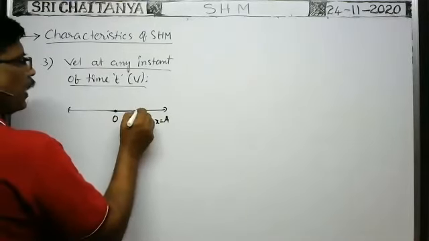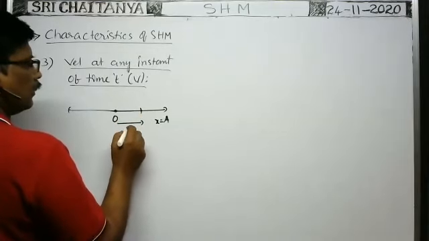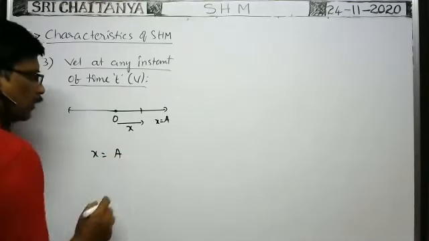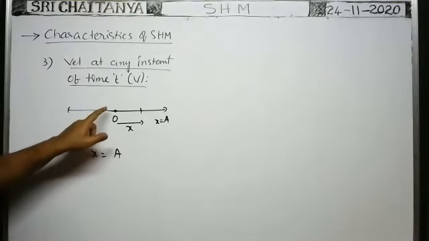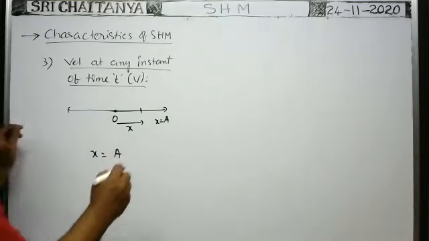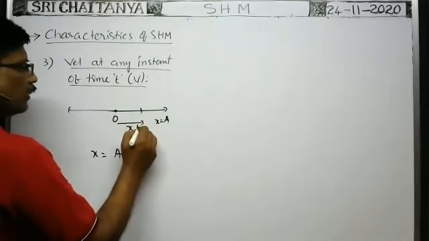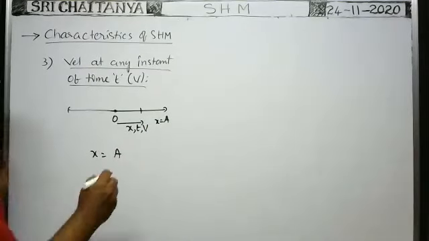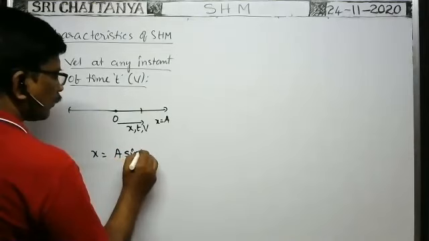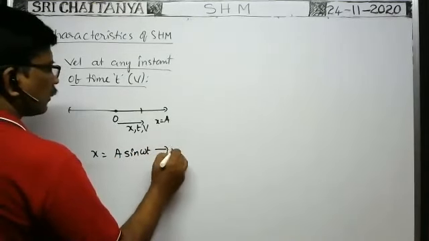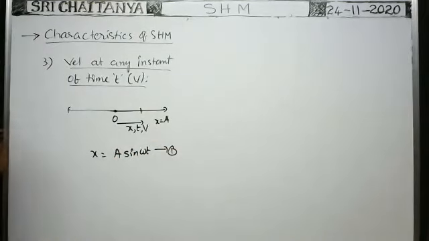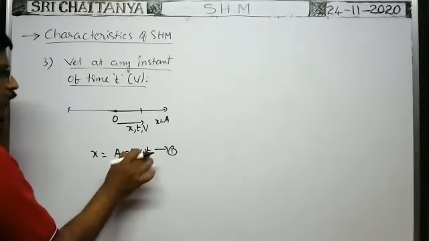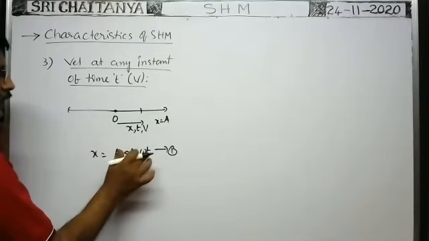After t seconds, whenever the particle reaches the point here, the displacement of the particle x can be represented as... tell me, when the motion of the particle is considered from the mean position, after t seconds, what is the displacement of the particle? x is equal to a sin omega t. So this is equation 1. But we need the velocity. Here the x value varies with time. That means it is not constant. It varies continuously with time.